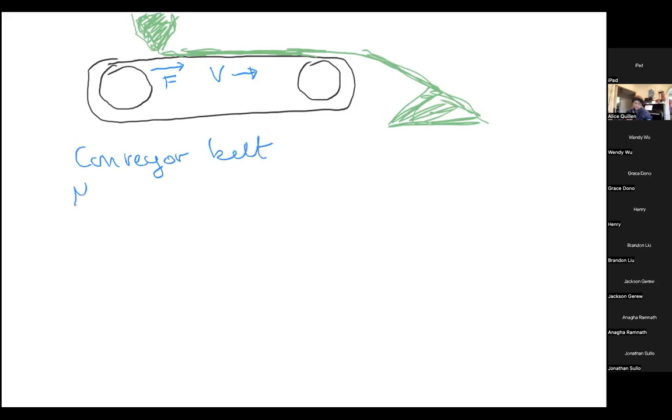So we have a conveyor belt. The mass flow rate is dm dt. That's how fast the sand is falling onto the conveyor belt, and it's also how fast the sand is moving off to the other side into this pile. So our question is, what force do you need?